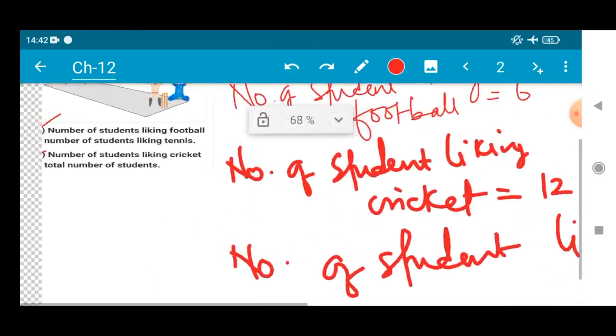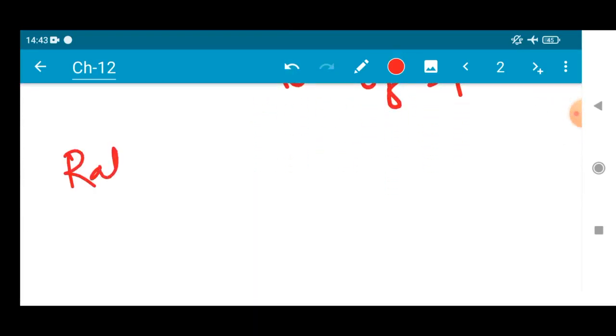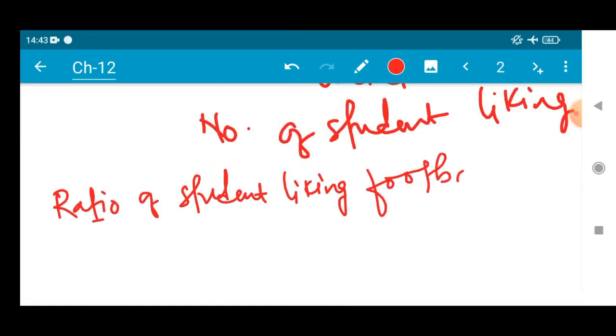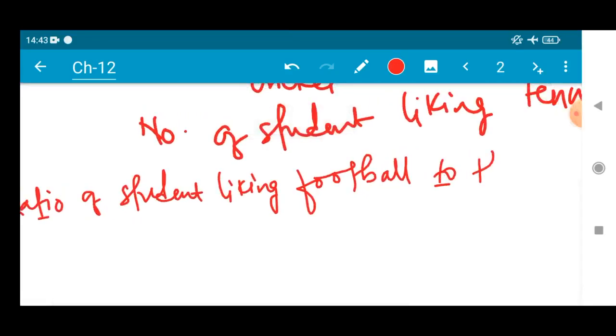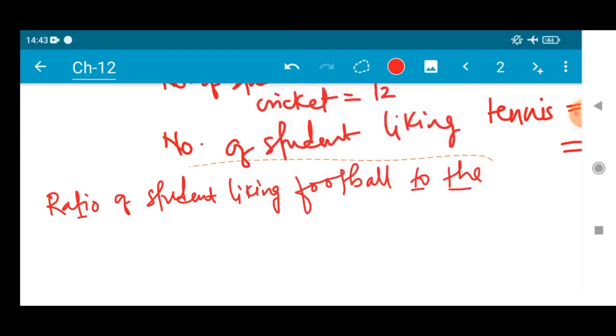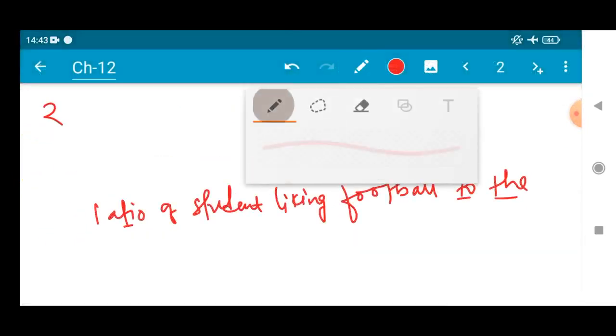Now our main job is to find the ratio between the number of students liking football and the number of students liking tennis. Football, that means football is to tennis. So ratio of students liking football to the tennis. Okay, let me put this down so that you will not have any confusion here. Okay, this is R here.